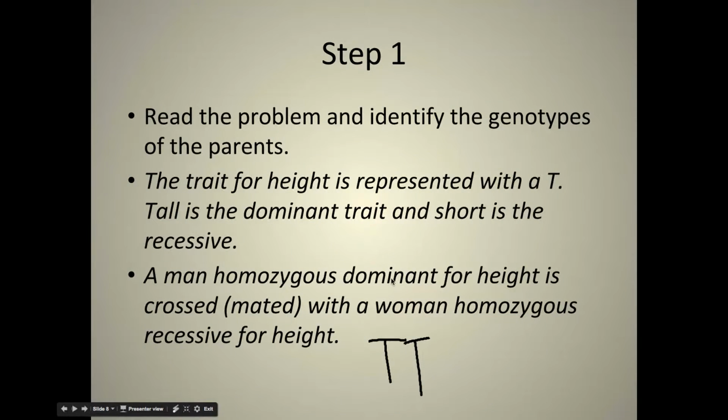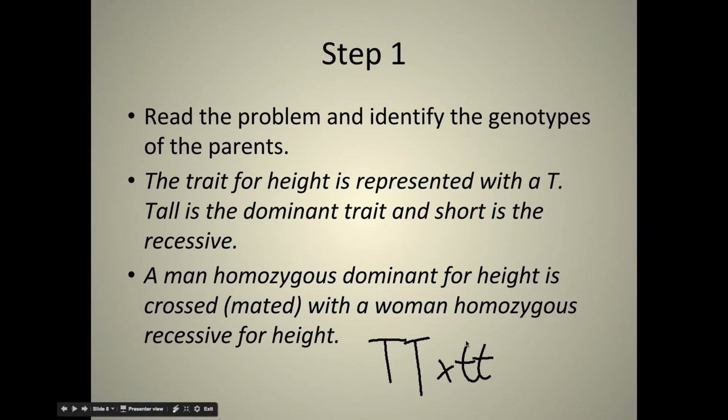Now let's figure out what the mother is. The woman is homozygous recessive. Again, homozygous means the same, and recessive is the lowercase, so that's the short. It's going to be 2 little t's. Homozygous, same, recessive, lowercase, so 2 little t's. So these are our 2 parents. You can see each parent has 2 letters because they have 2 alleles, one from their mom, one from their dad.